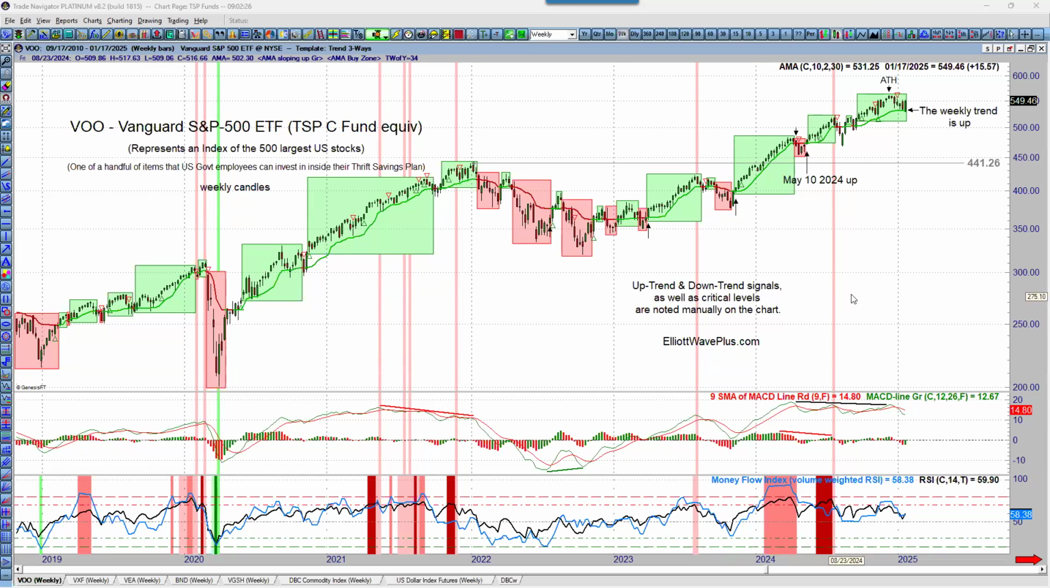Weekly trends, we'll handle those very quickly. Weekly trend on the S&P 500 continues to be up. It opened the week last week flirting with the adaptive moving average and rallied strongly during the week last week.